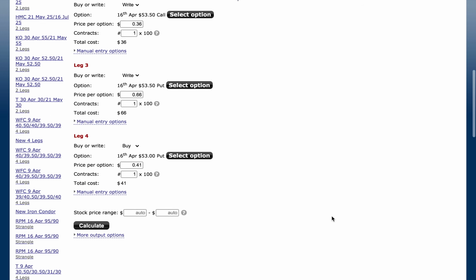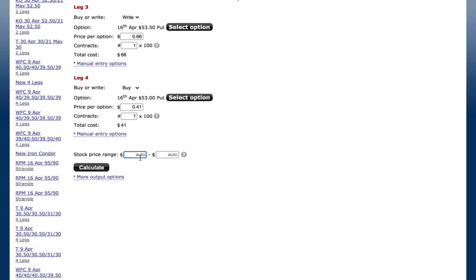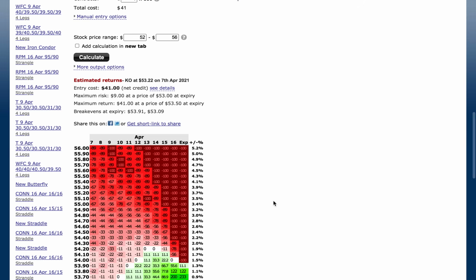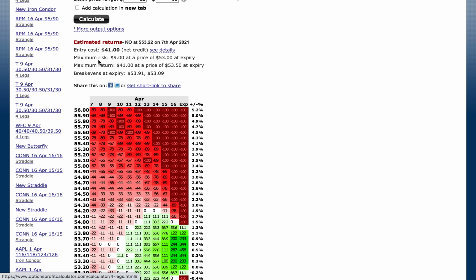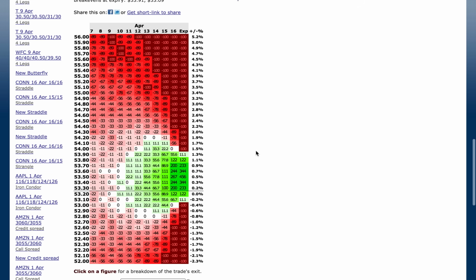So we have set that up, and remember the range we chose was 52 to 56. So let's go ahead and calculate this. Let's see what this looks like. So as you can see, it's going to be very similar. Like I mentioned, one of the big differences is that in the butterfly spread, you're paying, it's a net debit. Here, you're getting a net credit. So here, you're going to receive $41. You're going to have to put up some collateral. Your max risk is going to be $9. But it's, for the most part, going to be very similar.